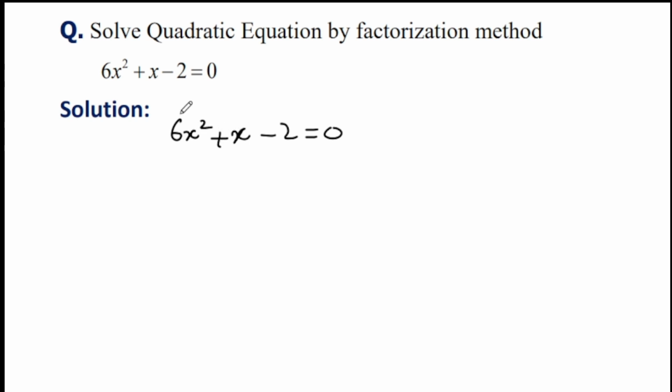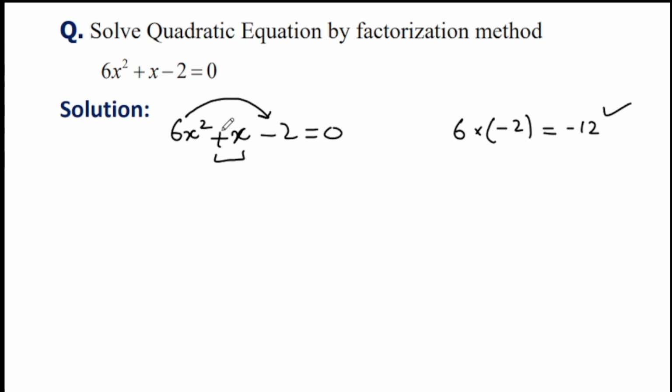So here we take the product of the coefficient of x square and the constant term. The coefficient of x square is 6 and the constant term is negative 2, and the product of these numbers is negative 12. Now we need to find two numbers whose product is minus 12 and whose sum is plus 1, the coefficient of the middle term.